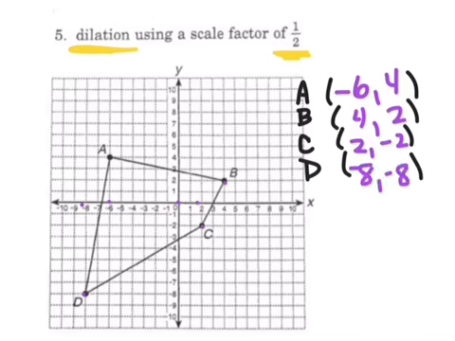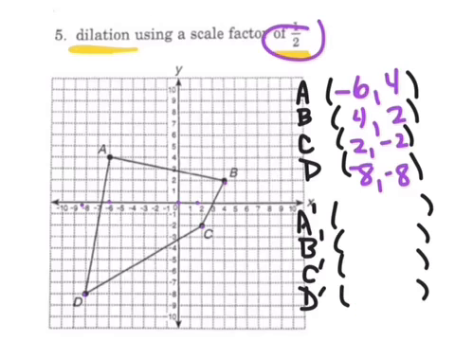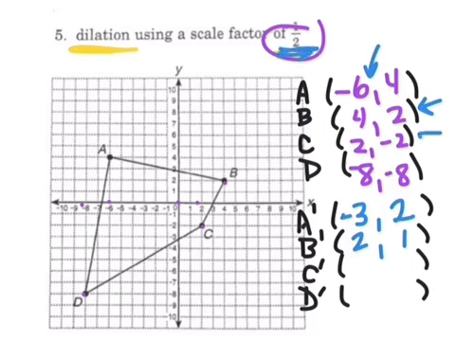Okay, now we have to write our new ordered pairs with a scale factor of a half. That means it's going to become half the size, or divide by 2. So starting here, half of negative 6, or negative 6 divided by 2, is negative 3, and half of 4 is 2. For ordered pair B, half of 4 is 2, and 2 divided by 2 is 1. I'm cutting everything in half, scale factor of a half. This one becomes 2, negative 1, and this becomes negative 4, negative 4. Now plot these new ordered pairs, and we should have a smaller figure.